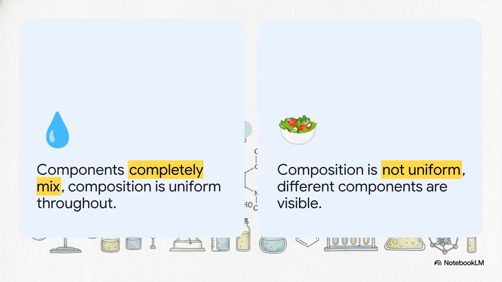Now, beyond physical states, we have to classify matter at the bulk level by looking at mixtures. A homogeneous mixture is one where the components completely mix with each other, meaning the composition is totally uniform throughout. Think of the air you breathe, or a perfectly clear dissolved sugar solution. On the flip side of that, we have heterogeneous mixtures. Here, the composition is definitely not uniform, and you can usually see the different components, like if you were mixing salt and sugar together in a bowl or dirt and pebbles.